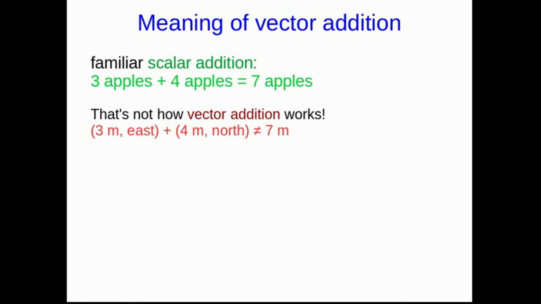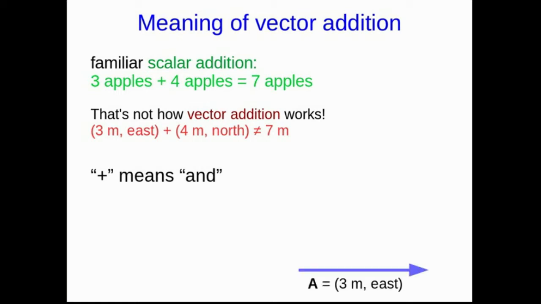So, in grade 1 or even earlier, you learned to do scalar addition. 3 apples plus 4 apples is 7 apples, last time I checked. But vector addition doesn't work that way. 3 meters east plus 4 meters north isn't 7 meters in any direction. So let's see how this works. And the thing to realize is that plus just means and. And so if we think in terms of displacement vectors, we can see how this works.